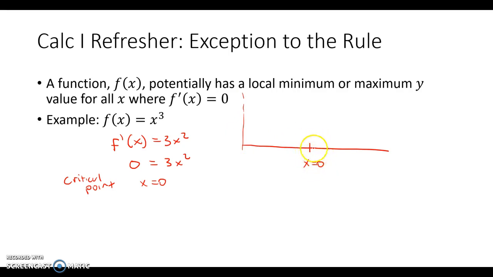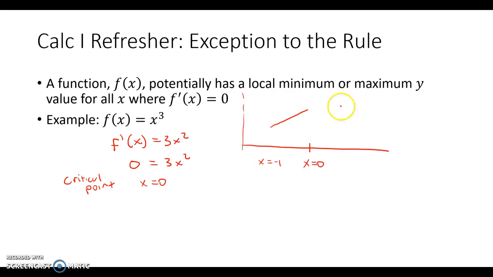That's a critical point. I know the slope at x equals 0 is 0. So I can test a point over here, and I'll just test x equals negative 1. If I test the slope when x is -1, I get 3 times quantity -1 squared. -1 squared is 1, 3 times 1 is 3, so that means the rate of change is increasing. Or sorry, not the rate of change, but the value of y is increasing.